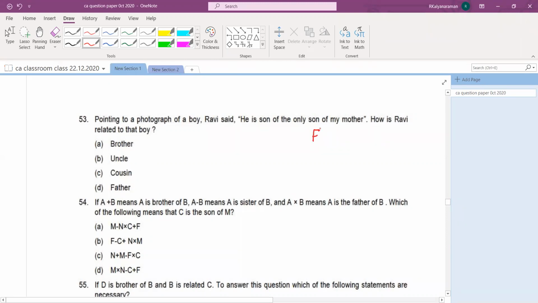So you have father, mother, so now he is the son of the only son of my mother, means Ravi is the only son now, and for him this son. So this is the boy. So how is Ravi related? He is the father.